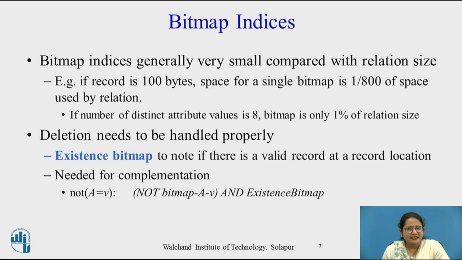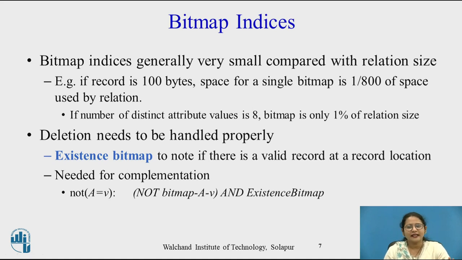So what are the characteristics of bitmap indices? Bitmap indices are generally very small compared with the relation size. For example, if a record is 100 bytes, the space for a single bitmap is 1/800 of the space used by the relation. Look at it, it is very small compared to the relation size. If the number of distinct attribute values is 8, the bitmap is only 1% of the relation size, only 1%.